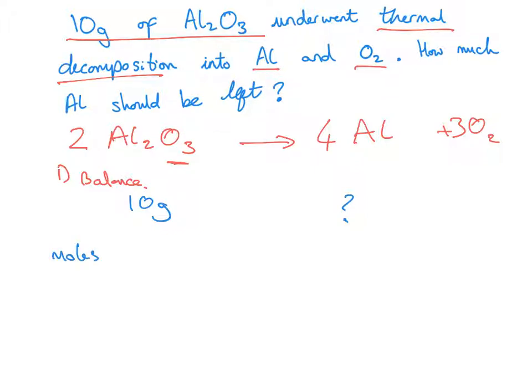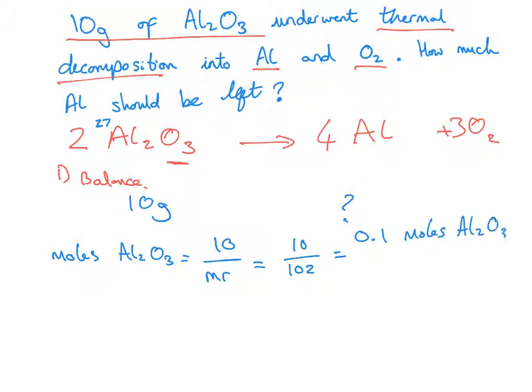Next, do the moles of aluminium oxide. It's the 10 grams over the MR. Aluminium is 27. So I've got 2 lots of that and 3 oxygens. That makes 10 over 102. That makes 0.1 moles of aluminium oxide.